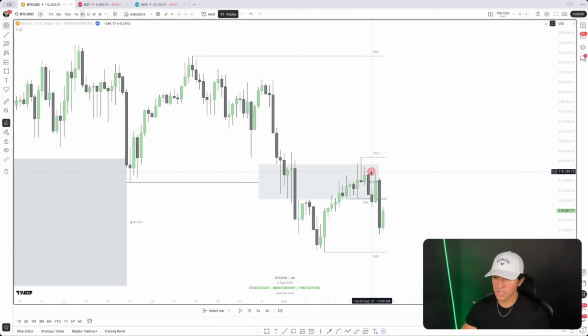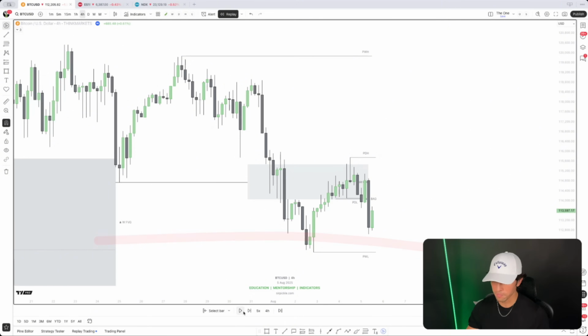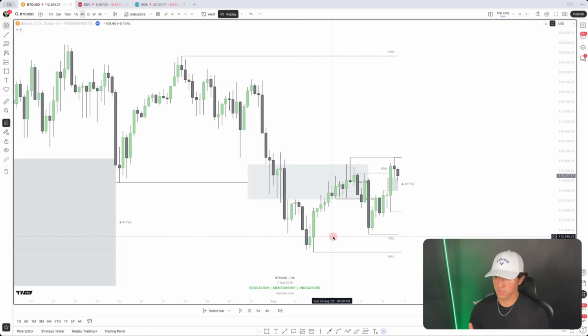As you can see, we start to get very choppy right here, very directionless. They're all over the place. There's a bunch of wicks to the upside and downside. We have this major displacement off the daily, but we're not shorting that because, again, we're still in this weekly fair value gap. So let's just keep on waiting. Still not interested in this.